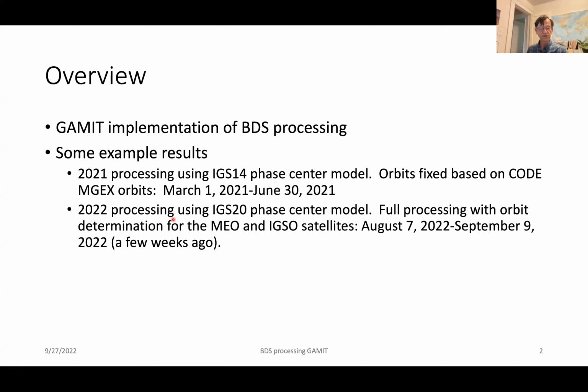And then finally, we'll look at the 2022 processing. This uses the IGS 20 phase center model, which has just been released, and is part of our ongoing operational processes. We're doing the trial testing for the IGS 20 adoption, which will happen at the end of November. This is full processing using the MEO and the inclined geosynchronous orbit satellites, from August 7th of this year up until September 9th, which was just a couple of weeks ago. Again, this is part of our operation, and we're still working out how to do this.